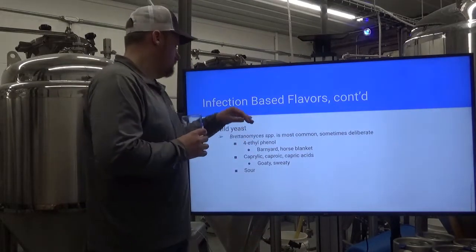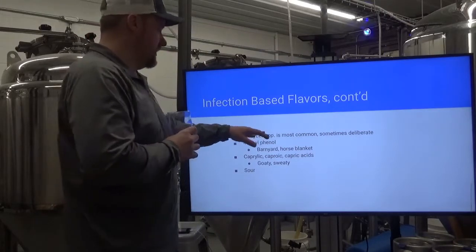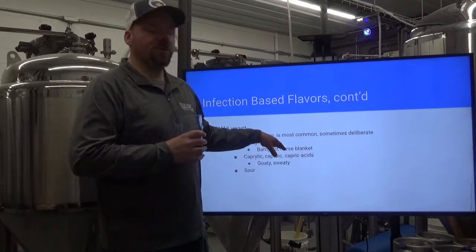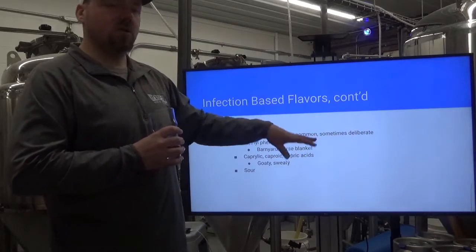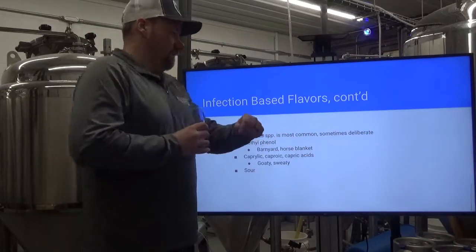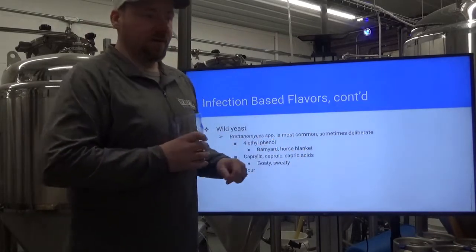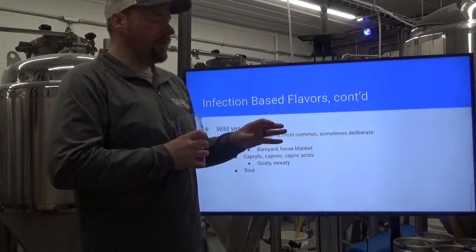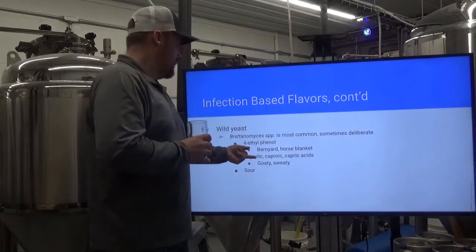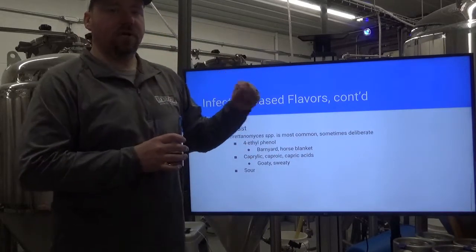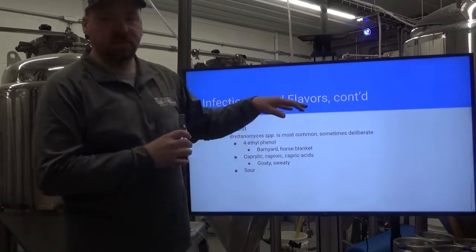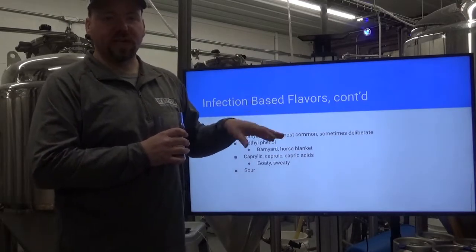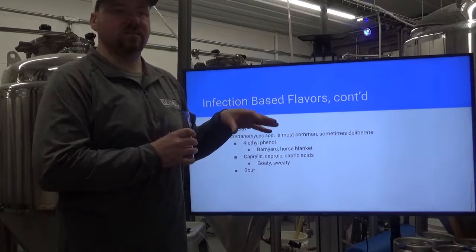So it can produce 4-ethyl phenol, and that's where you get the barnyard, horse blanket, straw. People love that for some reason. I can do about one a year. That's about my limit. And you'll also get the caprylic, caproic, or capric acids, and that's where you're going to get goaty or sweaty, or also sweaty cheese a little bit as well.